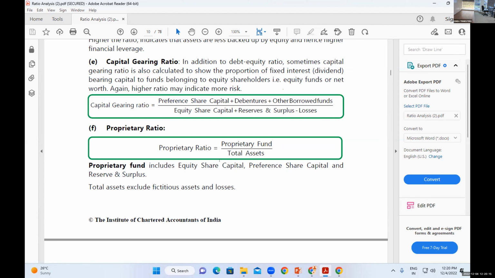proprietary ratio. What interpretation can you take? If proprietary fund is 10 lakh and the total asset is 20 lakhs, 10 by 20 is equal to 1:2. What is the interpretation? Proprietary fund is 10 lakh and total asset is 20 lakhs. Double the amount of your own capital is represented by total asset. It's not good. Risky. Like this, you can test the company's long-term solvency.